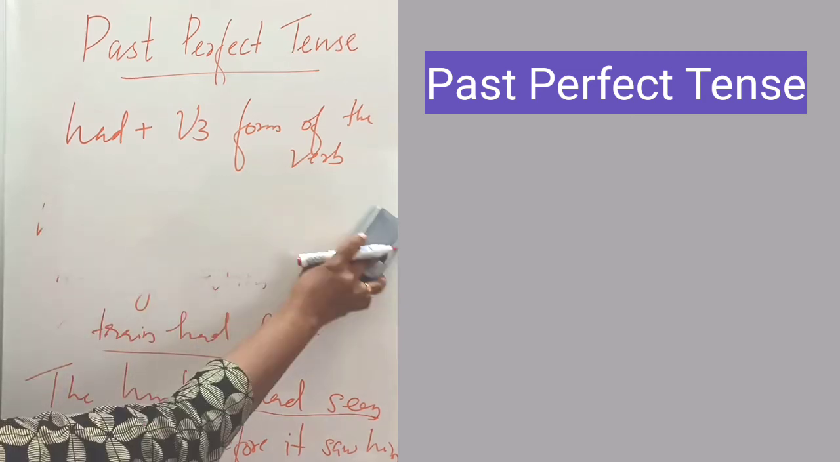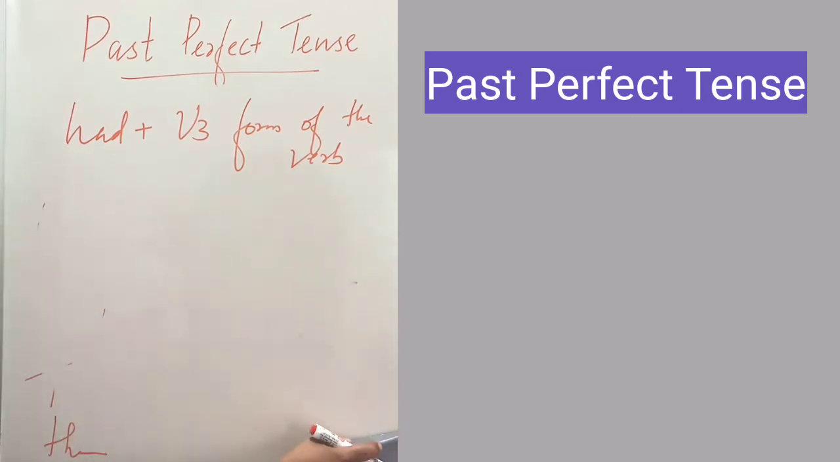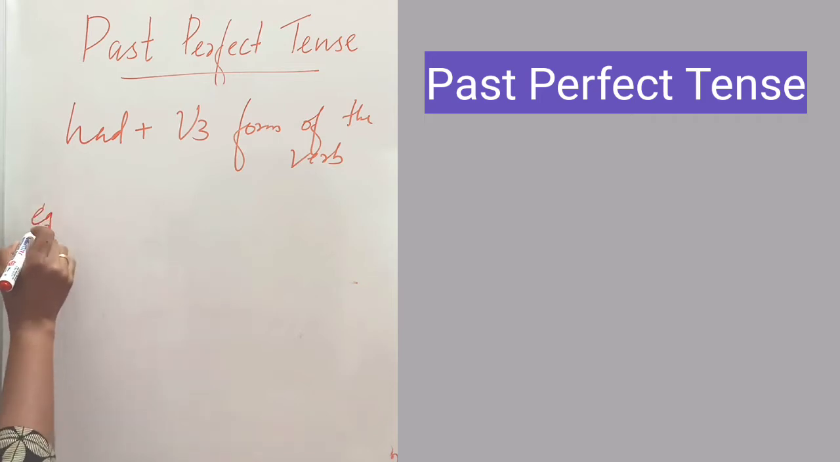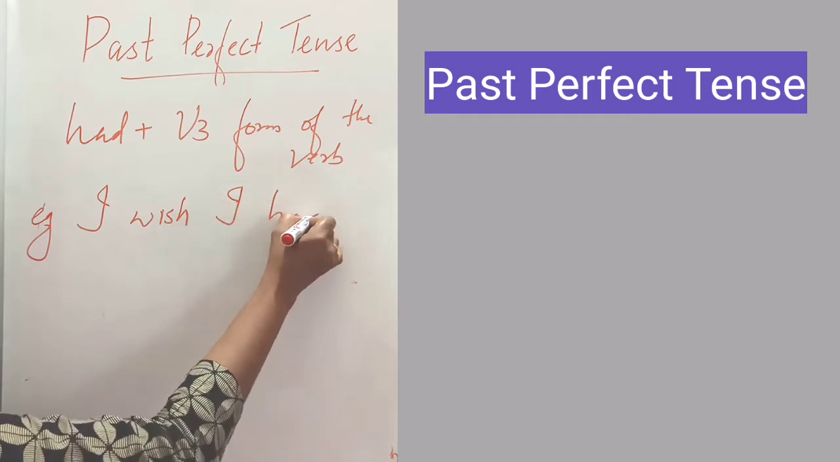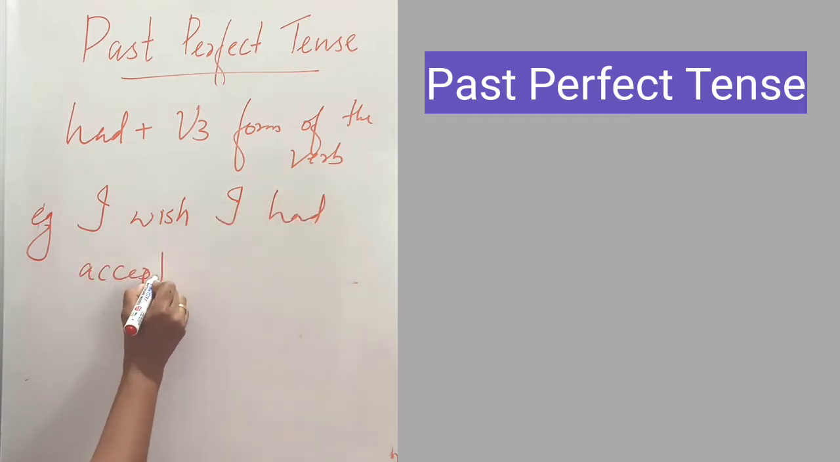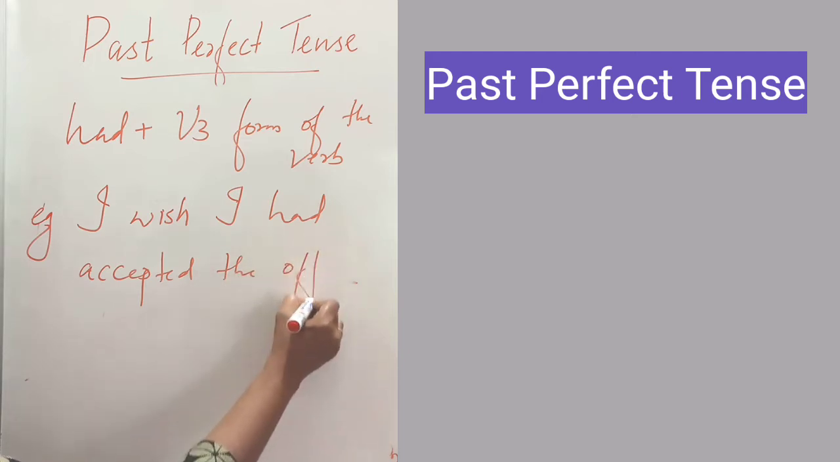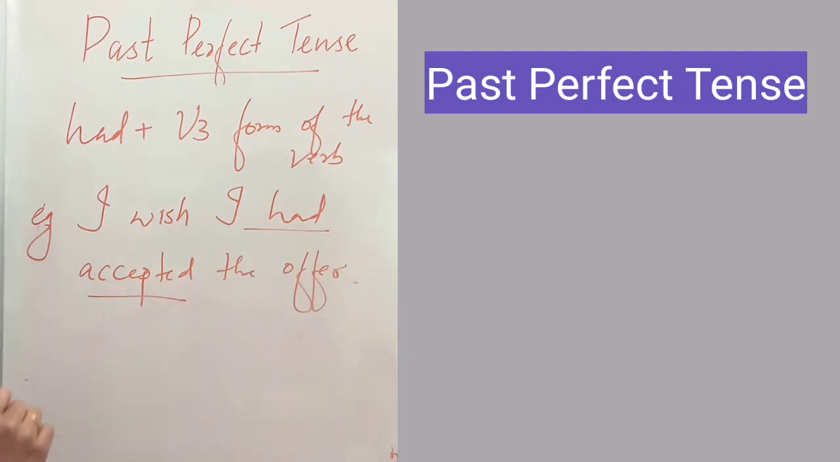Then another occasion. Past perfect tense is used to express an unfulfilled wish in the past. Example, I wish I had accepted the offer. Actually, I didn't accept the offer. I wish I had accepted the offer. Here, we used past perfect tense to denote the unfulfilled wish. I wish I had accepted the offer.